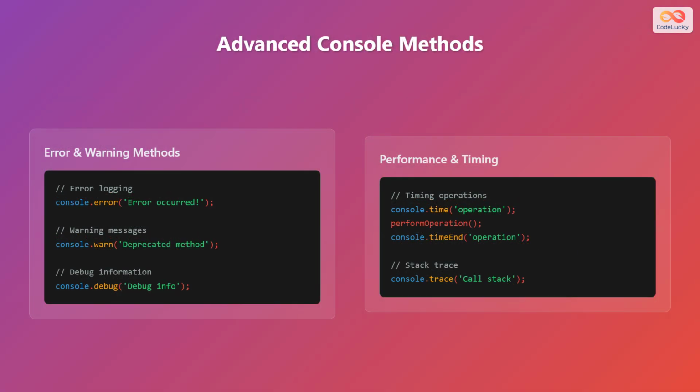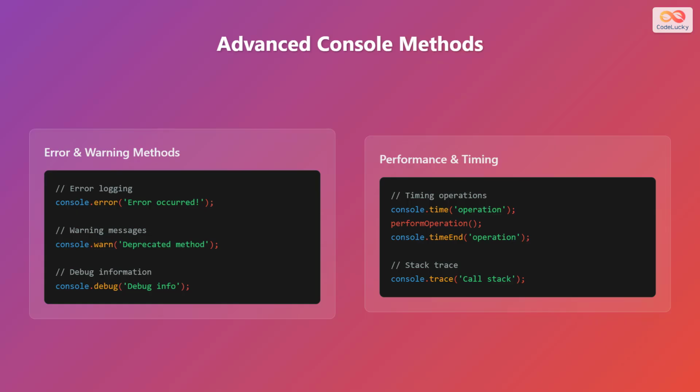Now let's dive into advanced console methods. On the left, we have error and warning methods. Console.error is used to log error messages, while console.warn displays warning messages. Console.debug is helpful for outputting debug information.